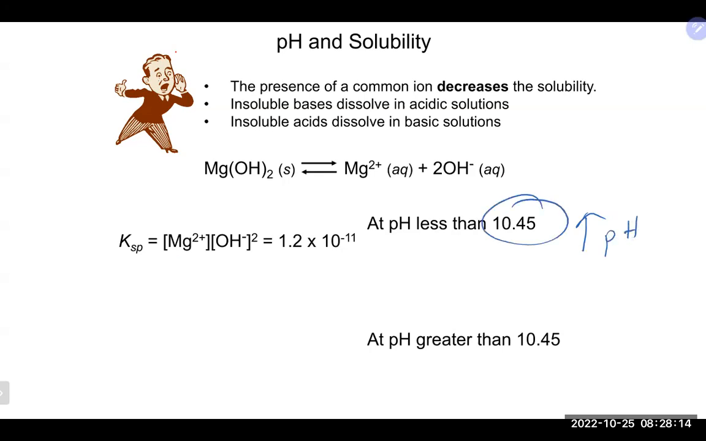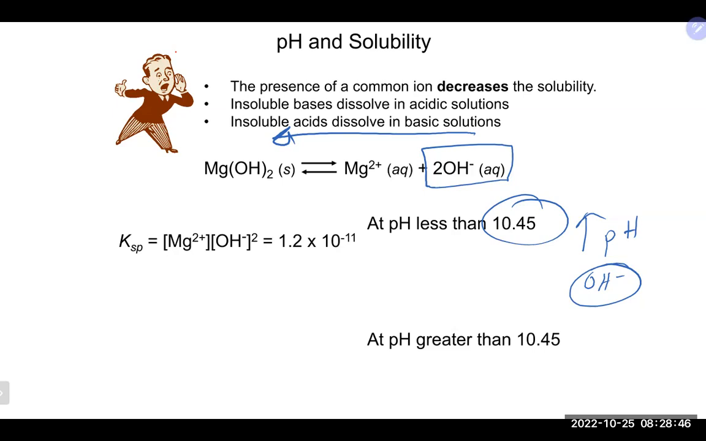To bring the pH above 10.45, we would need to add some hydroxide from a base. By adding hydroxide, that would essentially be creating a common ion situation here. It's going to cause the equilibrium to shift to the left. And essentially what will happen is it'll actually decrease the solubility of that salt. So again, in this particular example, you would need to get it above 10.45 to see a more effective decrease in the solubility here.